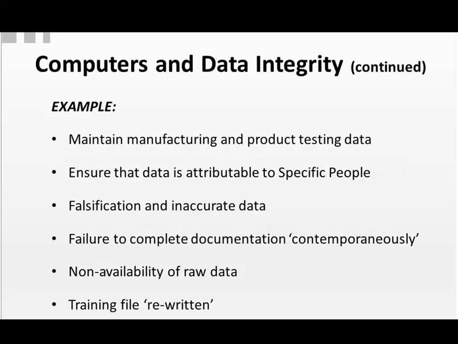Some companies don't maintain manufacturing and product testing data to the level they should, ensuring that data is attributable to specific people. Every piece of data should be attributed to a specific person who did the activity. They've come across falsification, inaccurate data. Some of it is by accident, some of it's intentional. Failure to complete documentation at the time the activity is done. Not having raw data available. Training file rewritten. In other words, the file is not maintained.